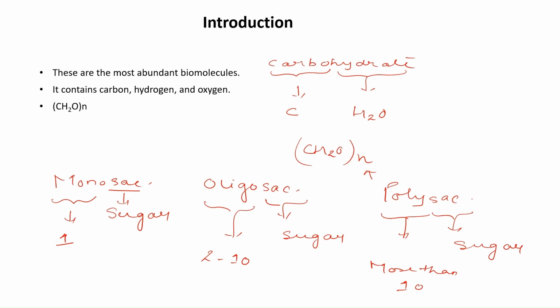So carbohydrate is a hydrate of carbon. Hence it contains carbon, hydrogen and oxygen. Its chemical formula will be CH2O whole N, because it contains more than one carbon and hydrate molecules. Carbohydrates can be divided into three categories: monosaccharides, oligosaccharides and polysaccharides. Saccharide means sugar. Mono means one, so monosaccharides are the carbohydrates containing one sugar molecule. Oligo means 2 to 10, so carbohydrates that contain 2 to 10 molecules of sugar are considered under oligosaccharide. Polysaccharides are carbohydrates made up of more than 10 sugar molecules.